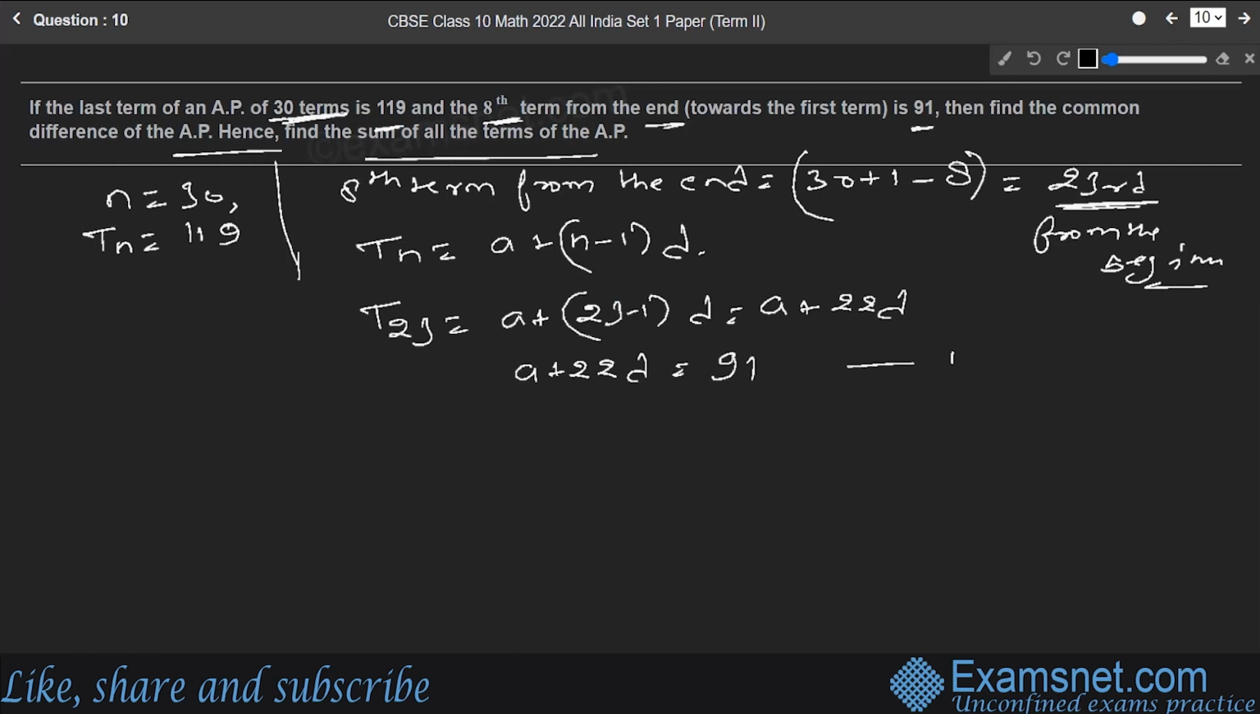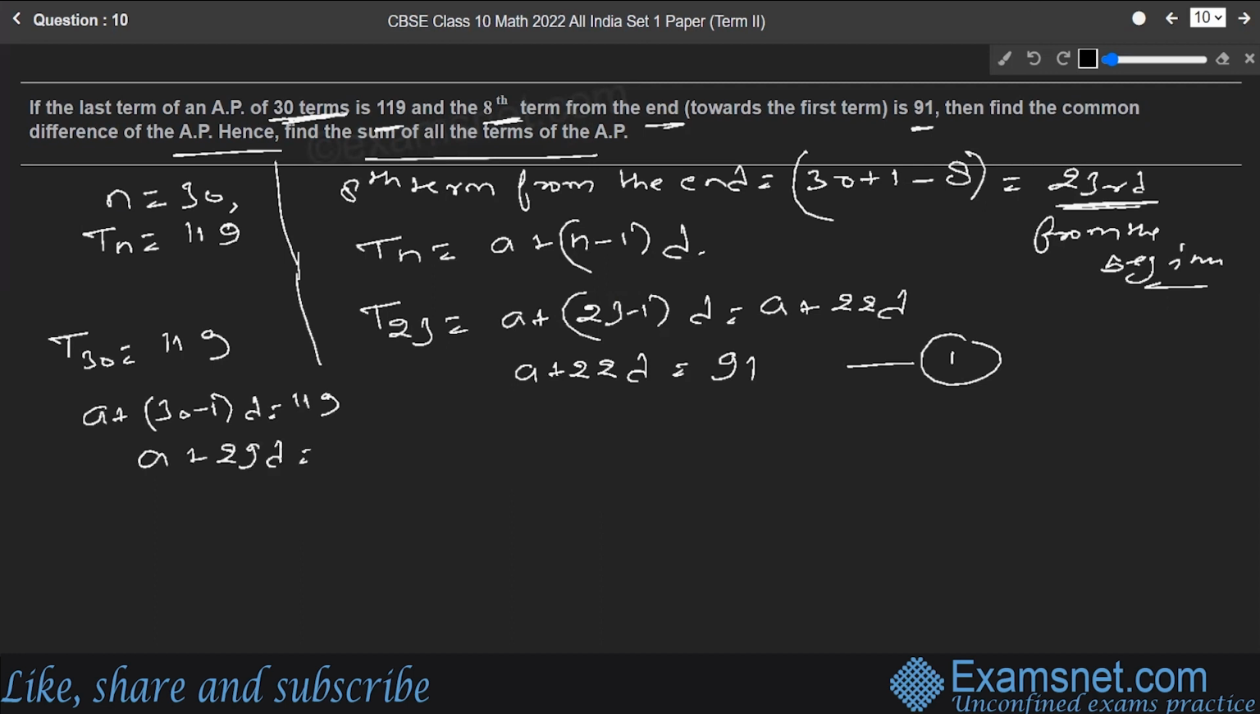So let me write this as my first equation. The second equation can be framed as: he said the nth term, that is the 30th term, is 119. So we can write T30 is 119. T30 is a plus 30 minus 1 d is 119, that is nothing but a plus 29d is 119. So this is my equation number 2.